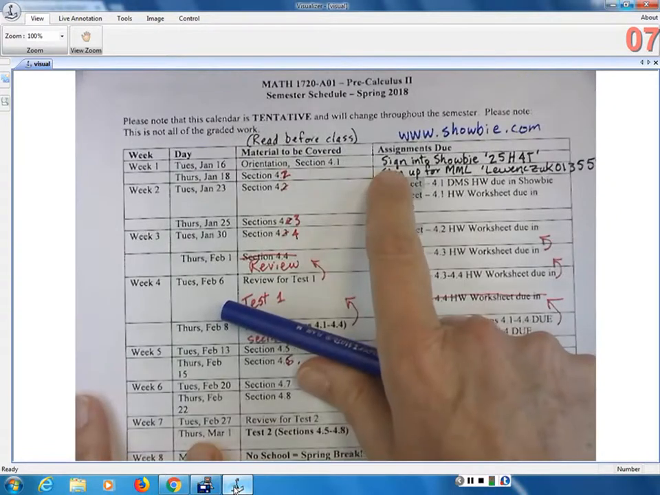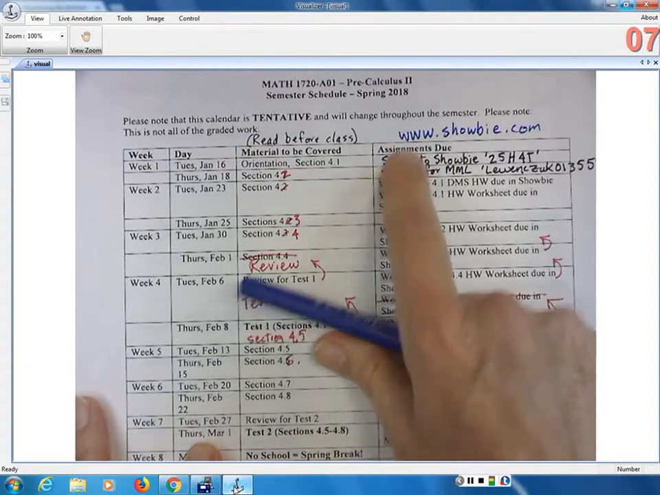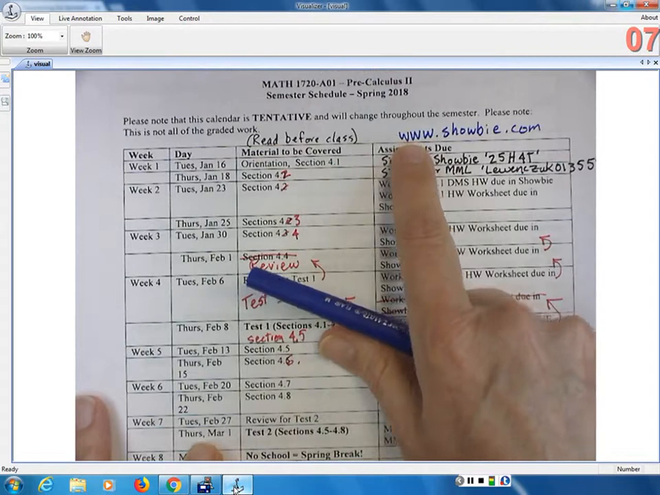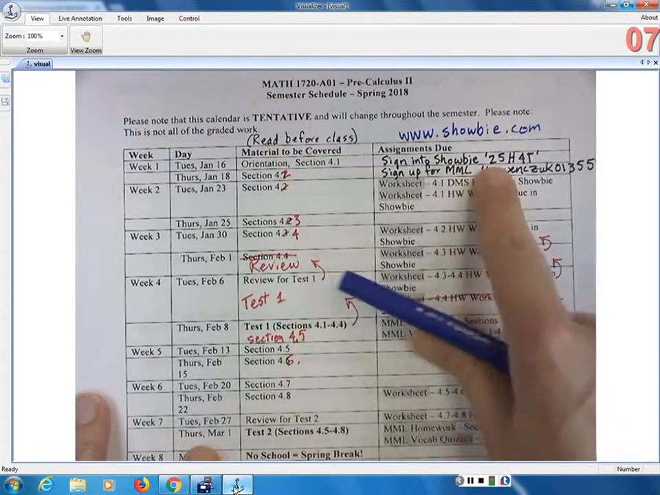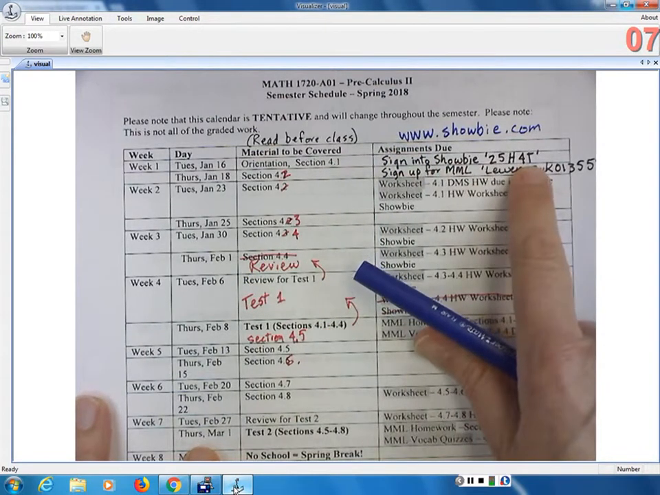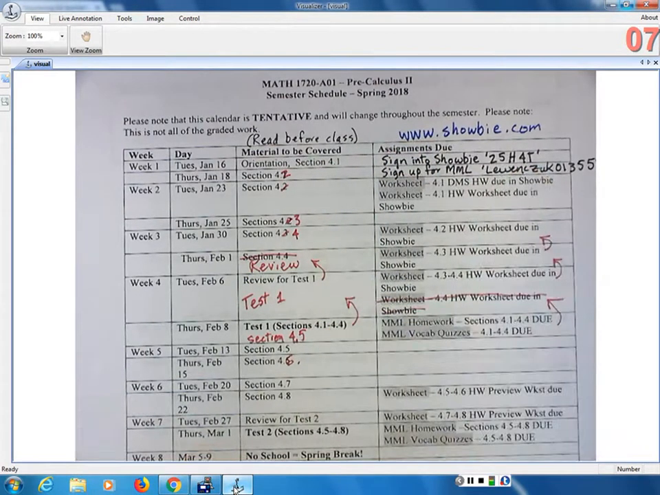But you need to go to Shelby.com once you log into your computer and sign into Shelby. There's an assignment in there that's due by Friday, a 100-point classwork grade, to answer those questions. And only I see those. Only I see your answers.